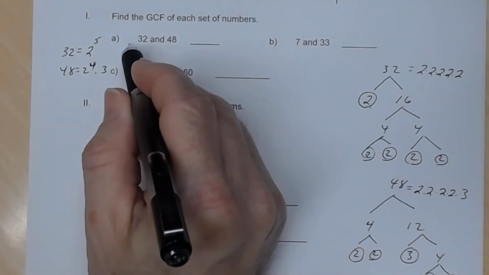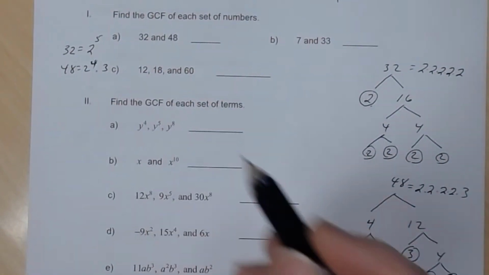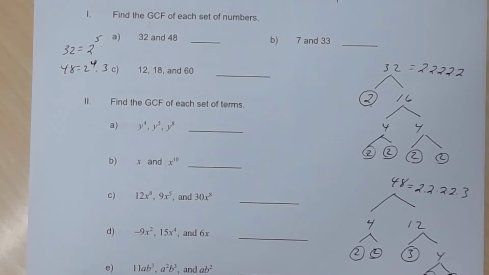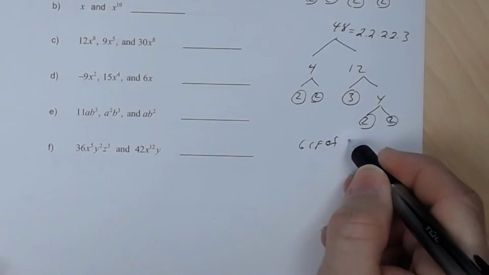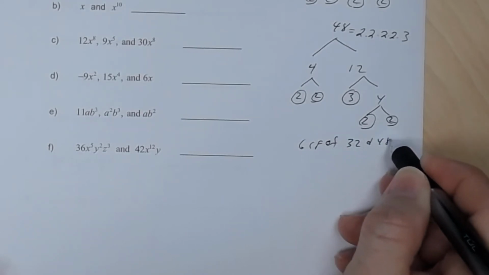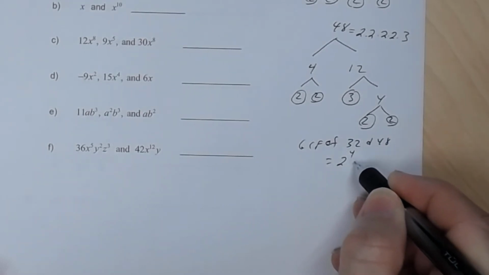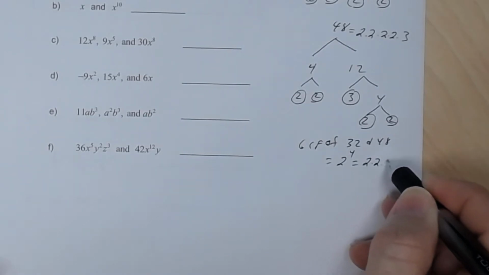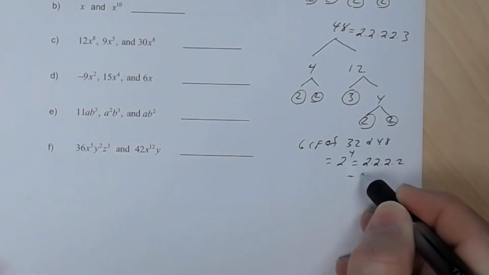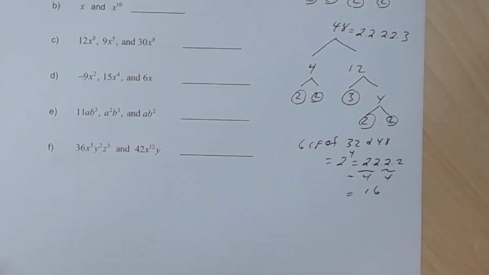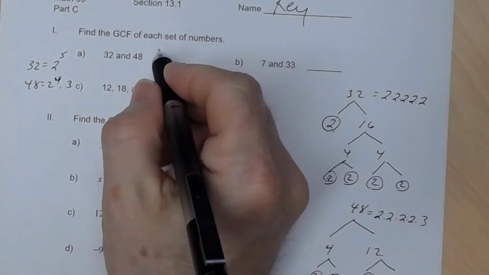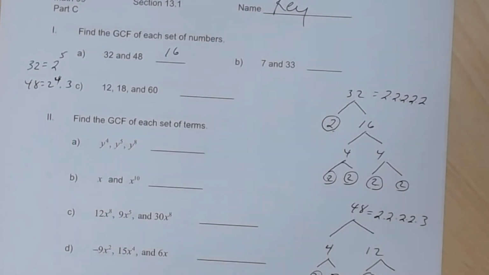So the GCF of 32 and 48 is 2 to the 4th, which is 2 times 2 times 2 times 2. 2 times 2 is 4, 2 times 2 is 4, and 4 times 4 is 16. So the GCF of part A is 16.